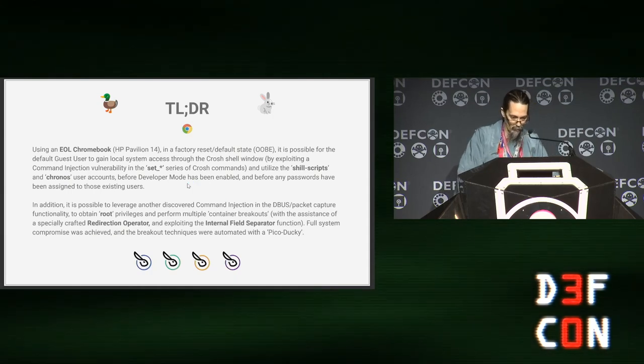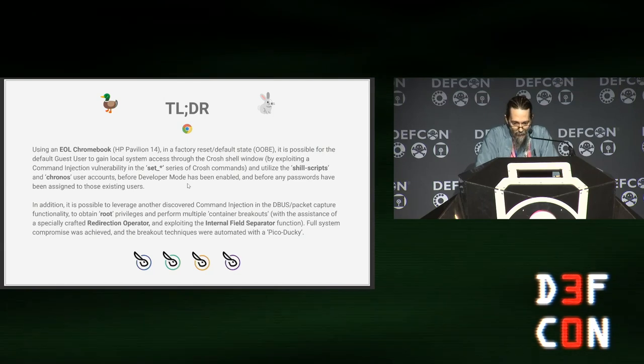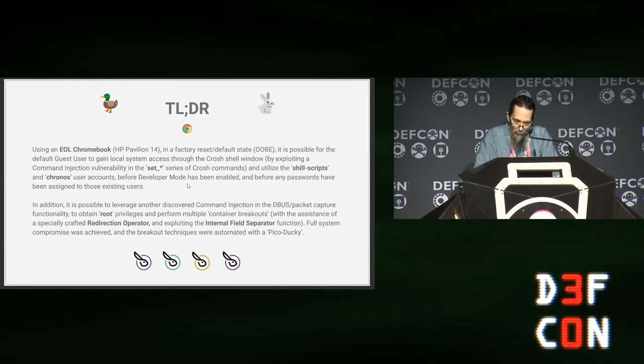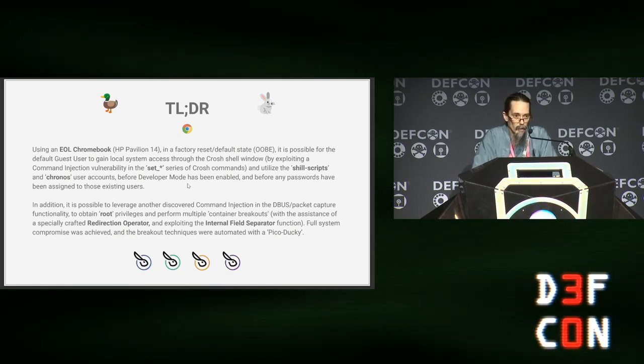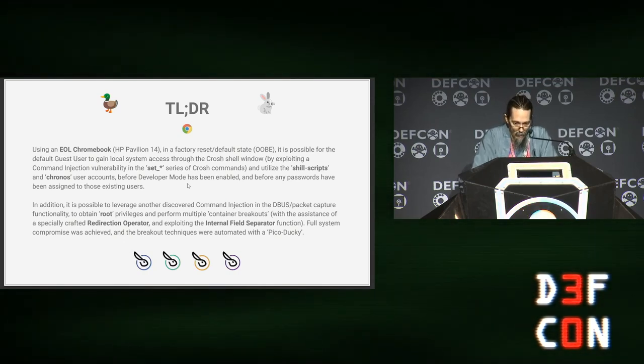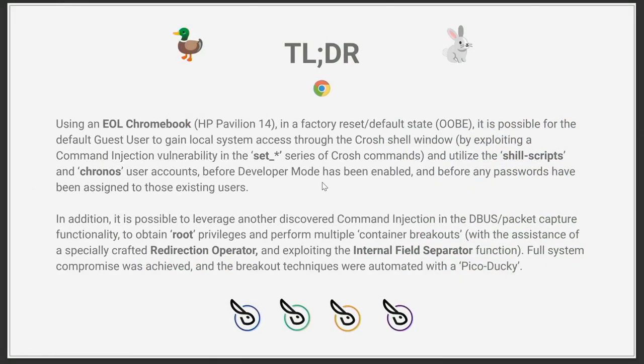We took an old EOL Chromebook, an HP Pavilion 14, in an out-of-box experience state. With the guest user, we're able to gain local access through a crosh breakout when Linux isn't supposed to be enabled yet. We're doing that by exploiting a command injection in the set_ command set. And we're able to utilize shell scripts and the Chronos user accounts and root before developer mode has been enabled and before any passwords have been assigned to the existing users.